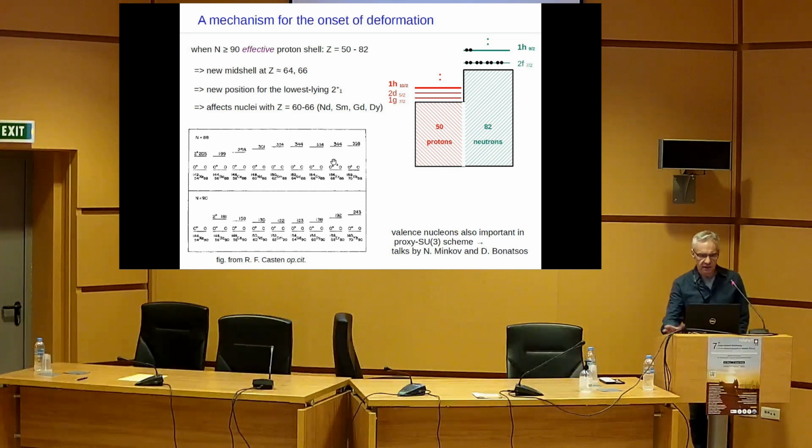This is made obvious if one looks at this series of isotones, N=88, and how the first 2+ state evolves in this. So for example, you see here that for N=88, starting from xenon and ending in ytterbium, we see that the minimum of the 2+ is in barium, let's say, but when we add 2 neutrons, immediately the minimum moves to samarium, and we have here neodymium, samarium, gadolinium, and dysprosium, where this drop of the 2+ state is really impressive. And this concept of valence nucleons, I think, is also important in the proxy-SU3 scheme, as we will hear from Dennis Bonatsos in the next talk.